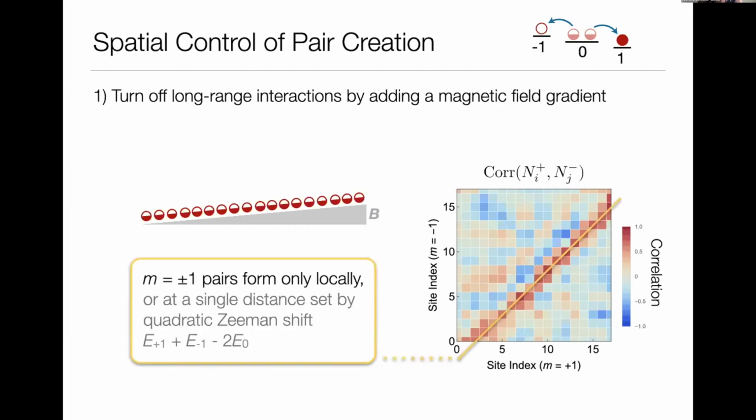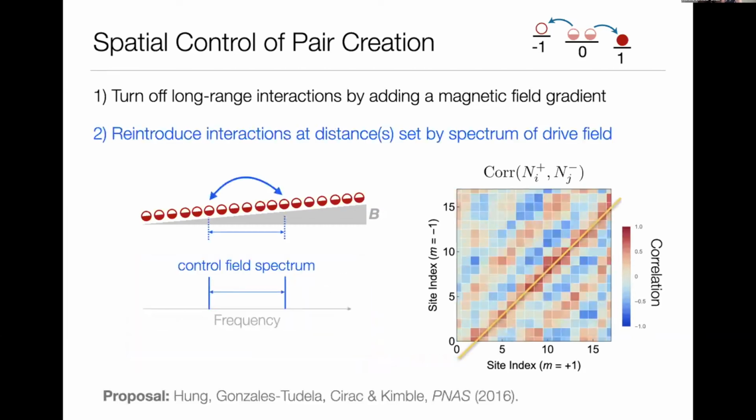We can also play one extra trick, which is to add a second frequency to my control field. Now there's a way that I can resonantly create these pairs at a particular distance that's set by the frequency spacing here and the strength of the magnetic field gradient. And in fact, we then start to see correlations appearing in these pair creation dynamics at a finite distance.